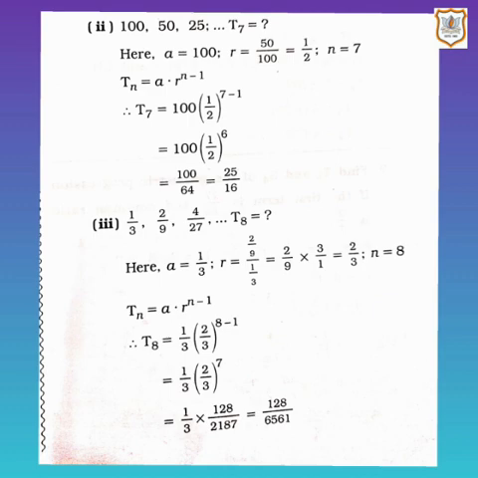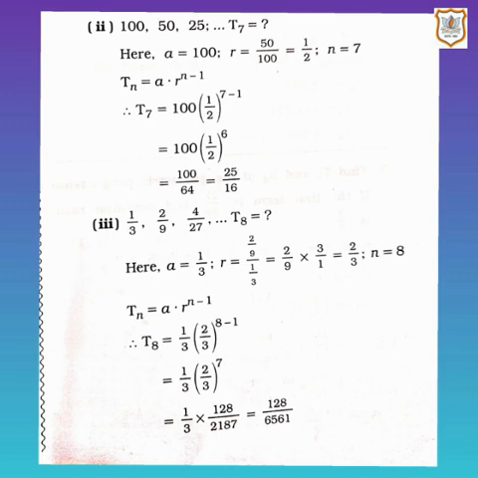Next sum is 100, 50, 25 and we have to find here T7. As the first number is 100, A will be 100. R can be taken out, 50 upon 100, that gives you 1 by 2. And then N here is 7 as we have to find the 7th term. Applying the formula Tn is equal to A multiplied by R to the power n minus 1. Now we'll put the values. T7 is equal to A is 100, R is half, 100 multiplied by half to the power 7 minus 1. So it becomes 100 multiplied by half to the power 6.